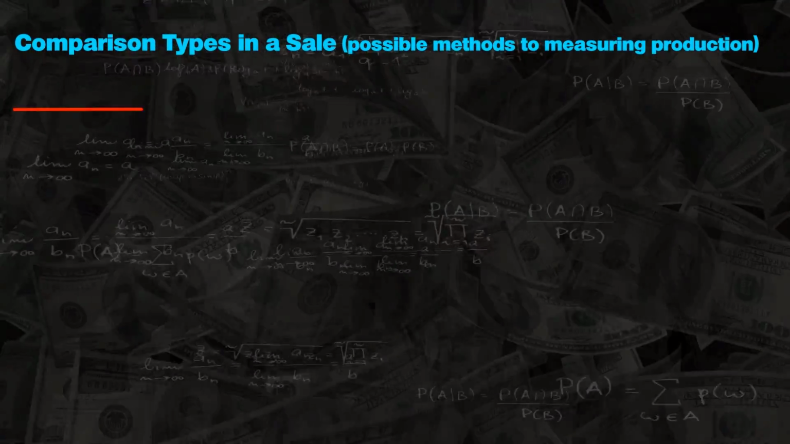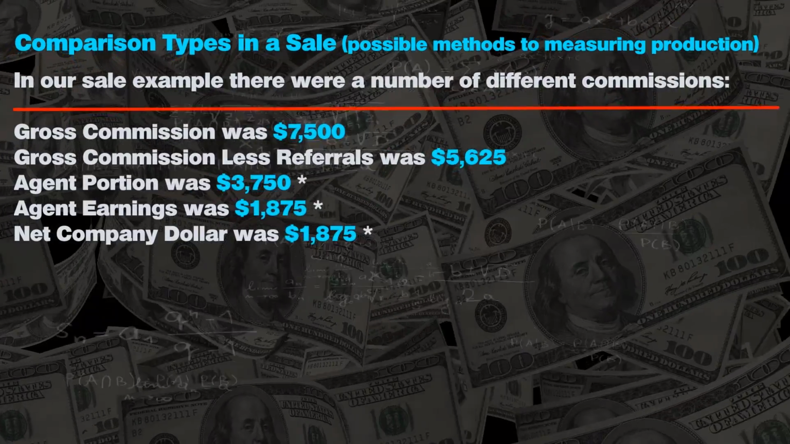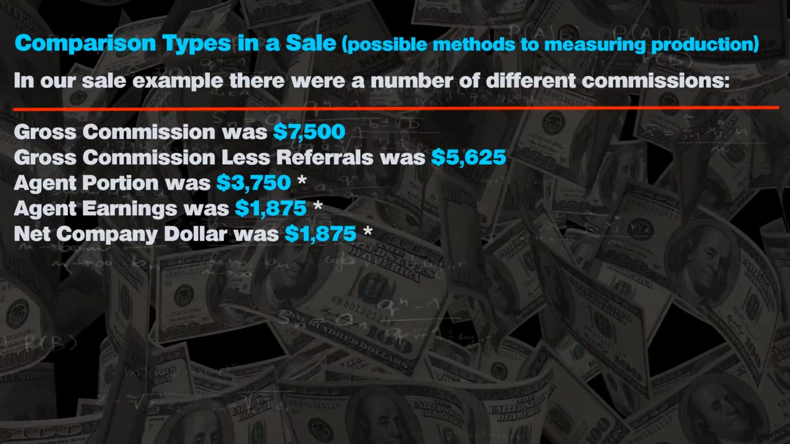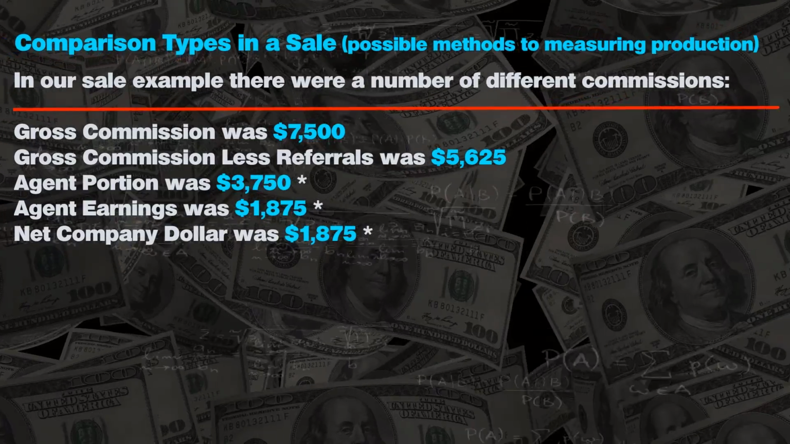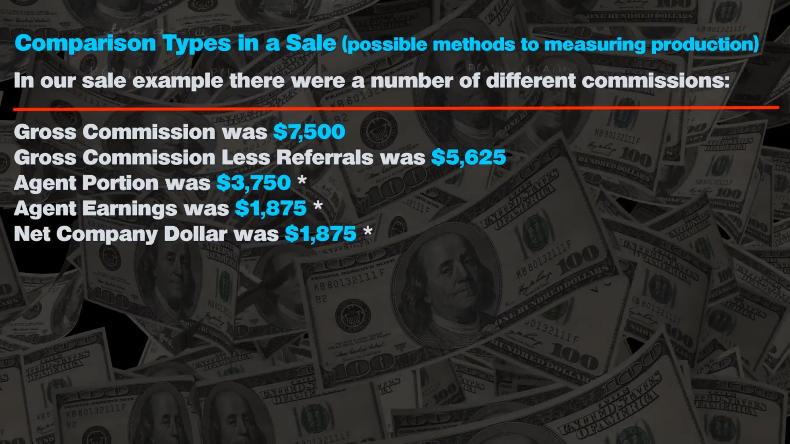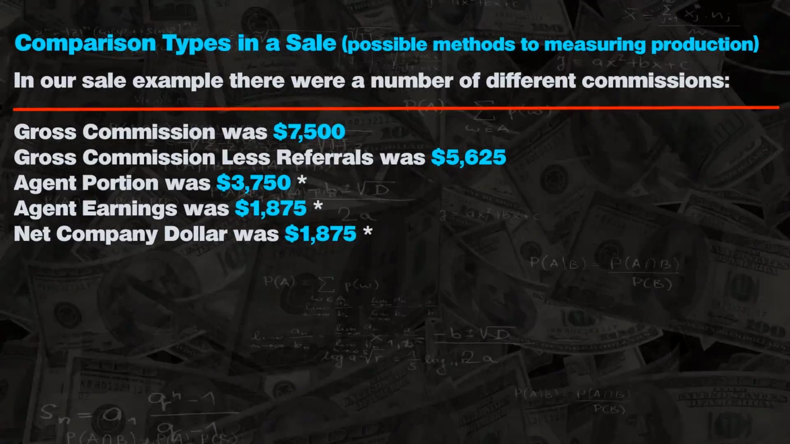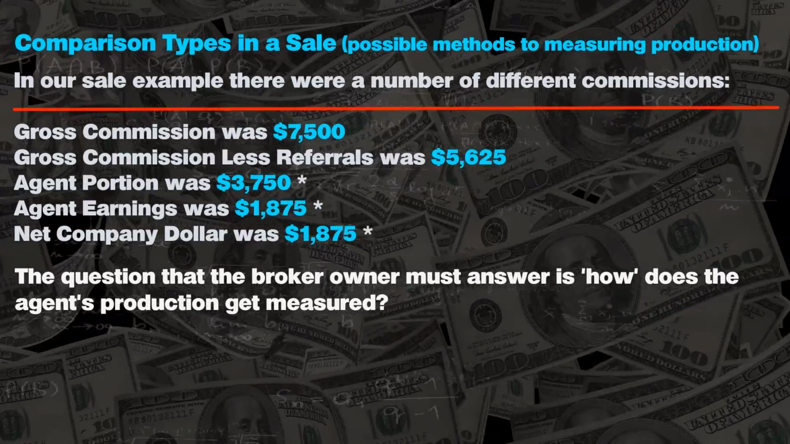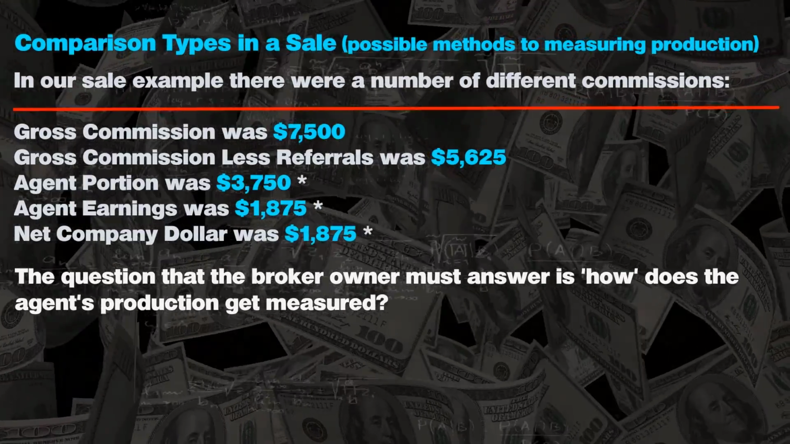Comparison types used in a sale, possible methods of measuring production. In our example, there were a number of different commissions. Gross commission was $7,500, the gross commission less referrals was $5,625, the agent portion was $3,750, the agent's earnings was $1,875, and the net company dollar was also $1,875. The question that the broker owner must answer is, how does the agent's production get measured?